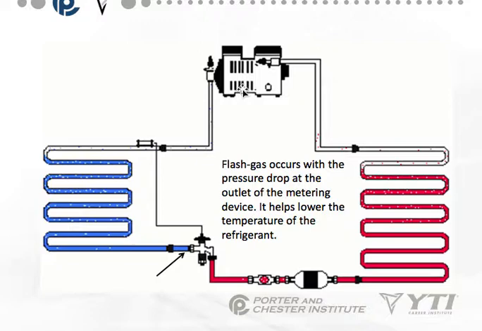Flash gas occurs with the pressure drop at the outlet of the metering device. It helps lower the temperature of the refrigerant. Again, lower pressure, lower temperature. Back to the gas laws.